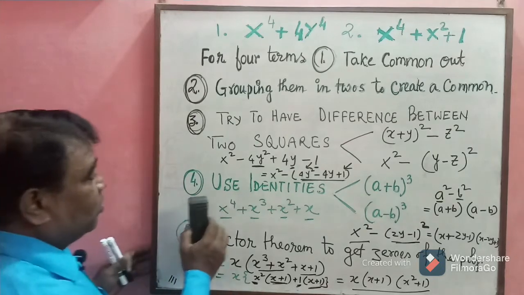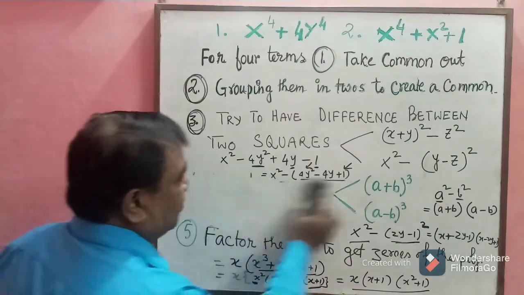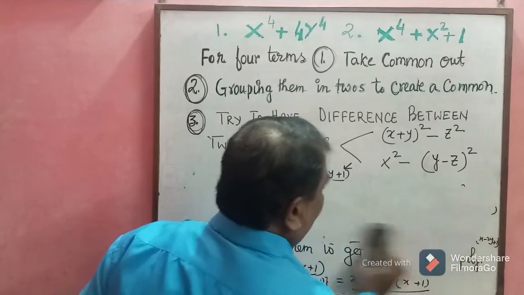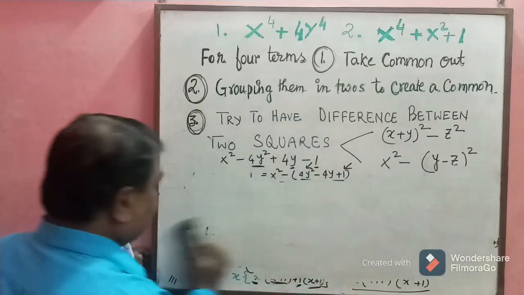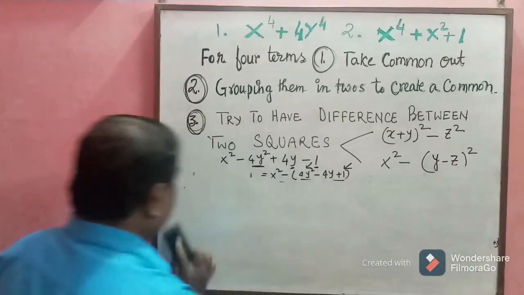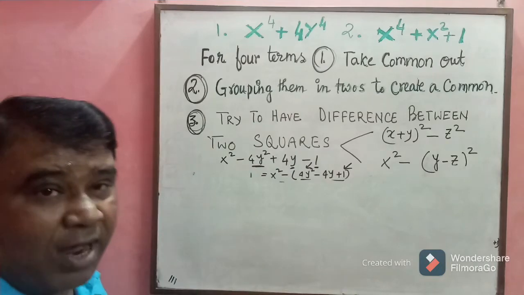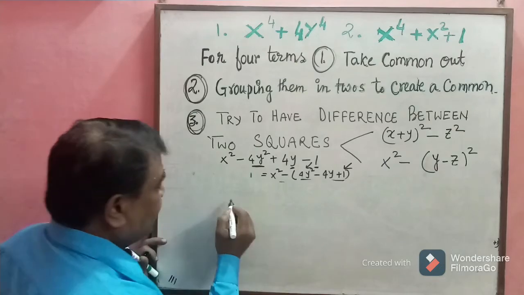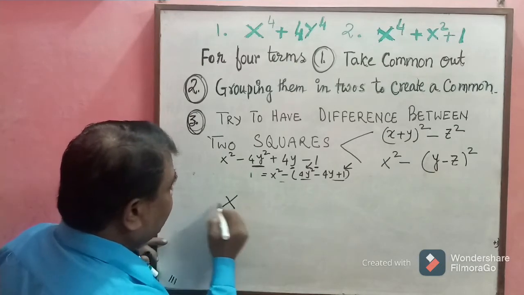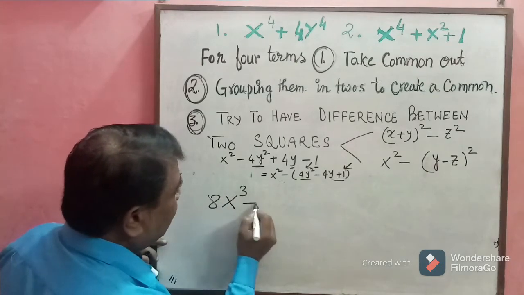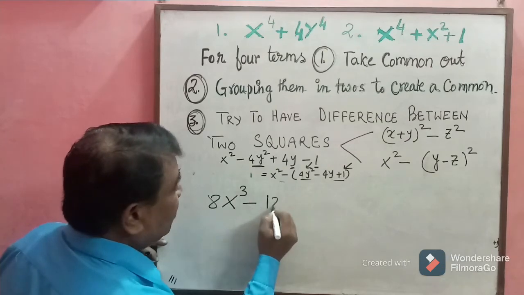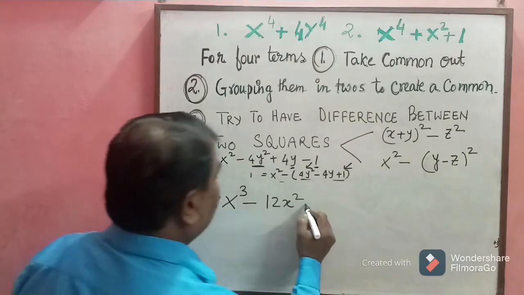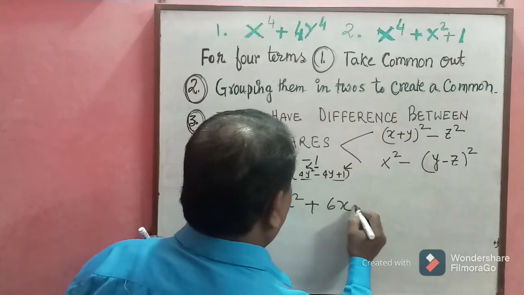Here please let me show you the identities, how I will use identities for 4 terms. Then I will finally talk about the last and final, that is factor theorem. Let me discuss about the creation of whole cube.